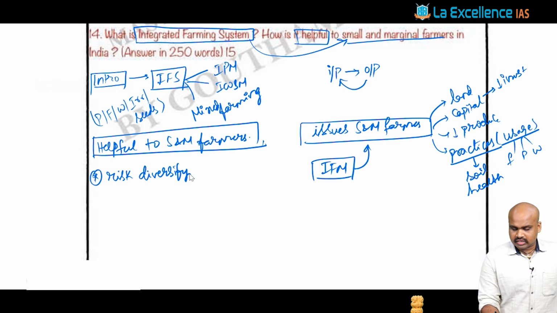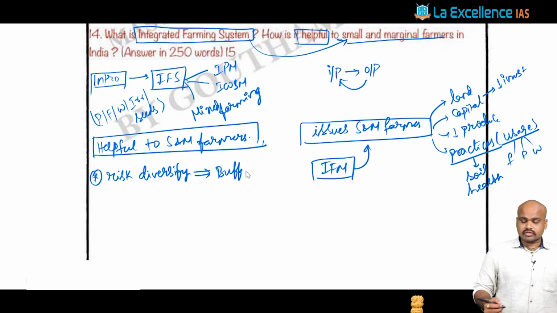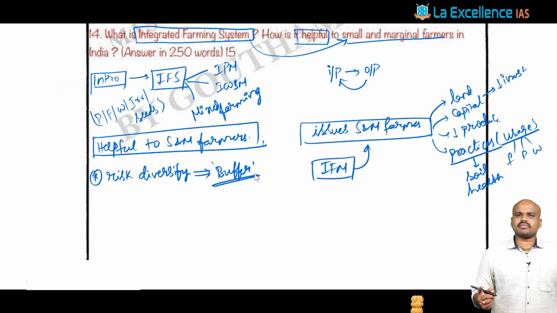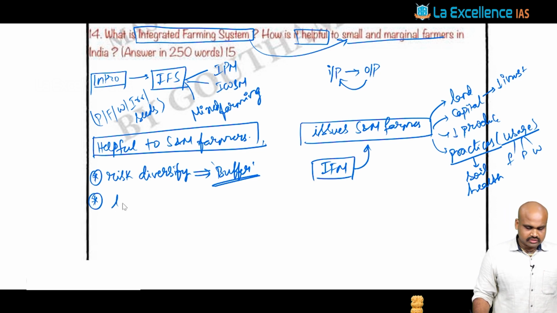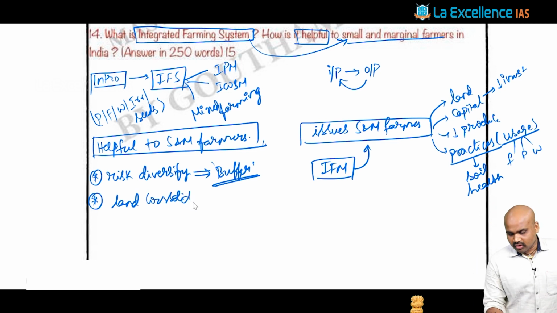Now when I talk about the integrated farming system, what happens? We can say that integrated farming system would diversify the risk. It would promote risk diversification. Because when you look at the allied sector which is integrated into the farming system or the mixed farming systems, we would see the allied sector acting as a buffer to the risks.